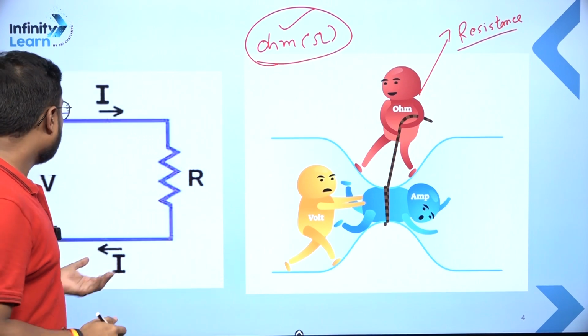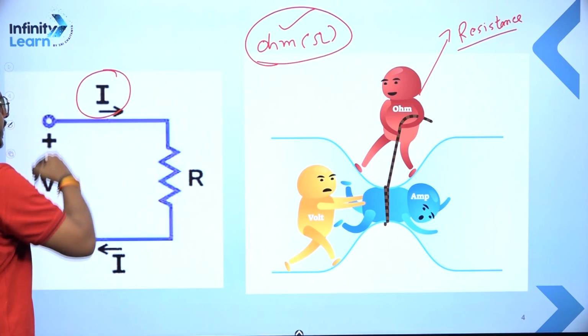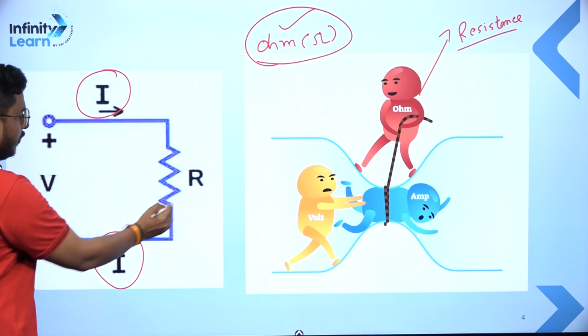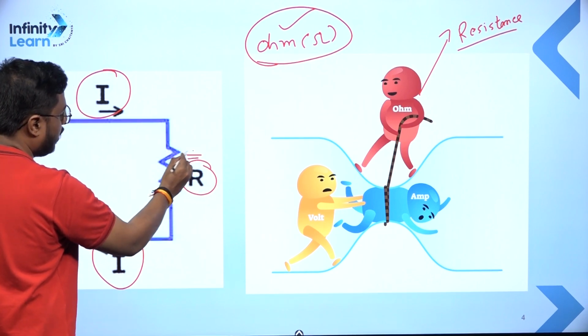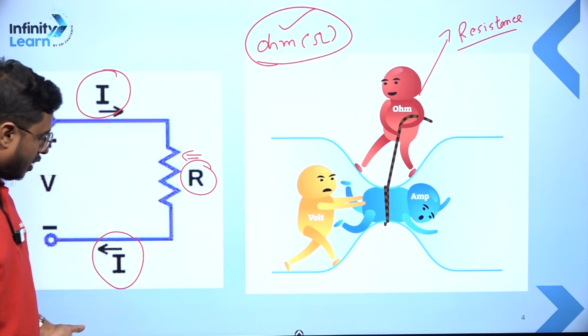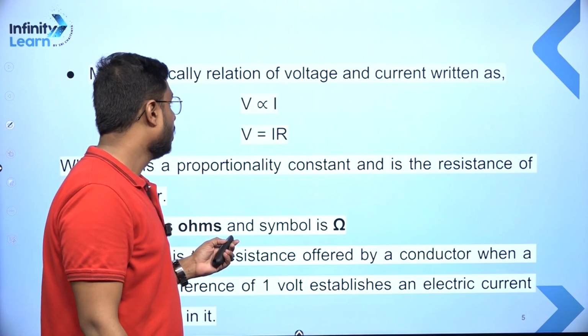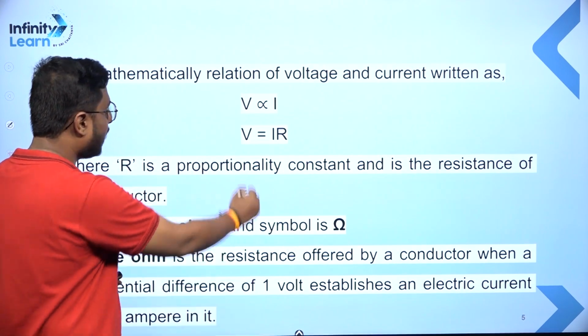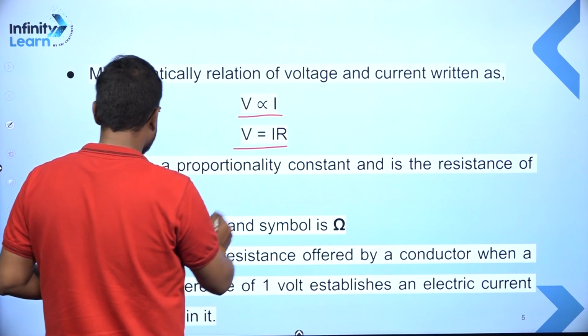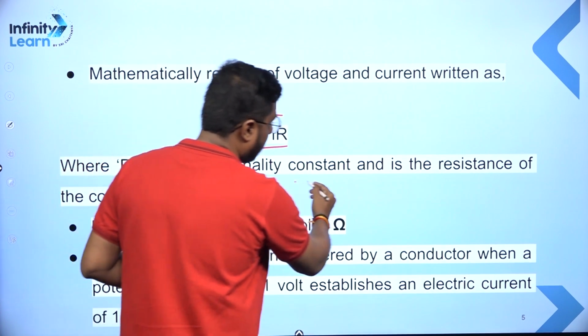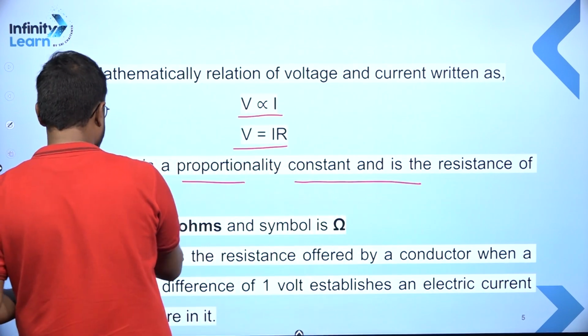Now, with I we are representing the current, and with R this is how we are showing the resistance. These are resistors, and they have different values we can connect in a circuit. Moving ahead, V is directly proportional to I, V is equal to IR. R is a proportionality constant and is the resistance of the conductor.